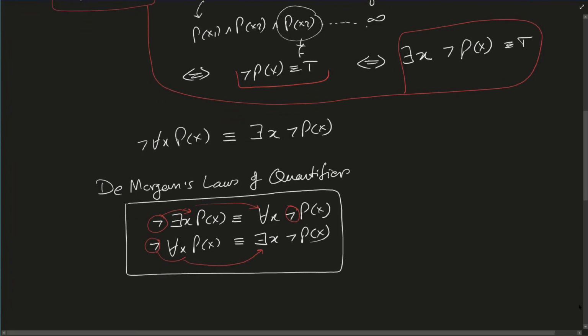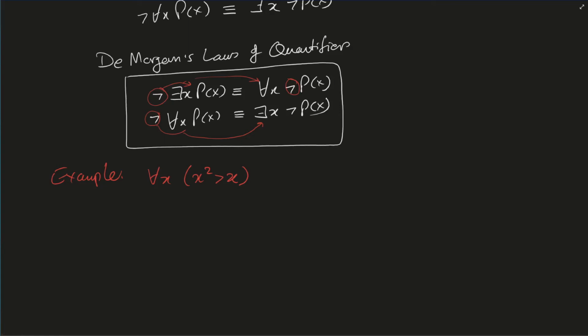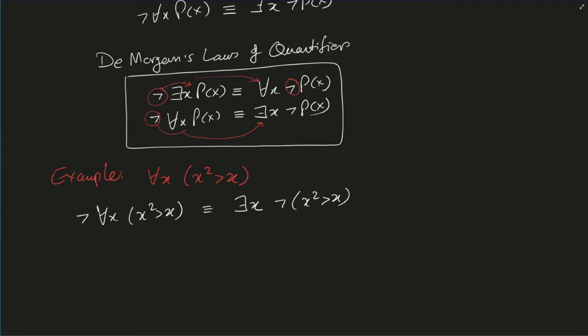Let's take a few examples. Let's take this statement: for every x, x squared is greater than x. And we want to negate that. The negation of for every x, x squared is greater than x, can be written as there exists an x, according to the De Morgan law, not x squared greater than x. Now, usually you can stop over here, but since this is a mathematical expression, we can still go further by rewriting it in a different way.